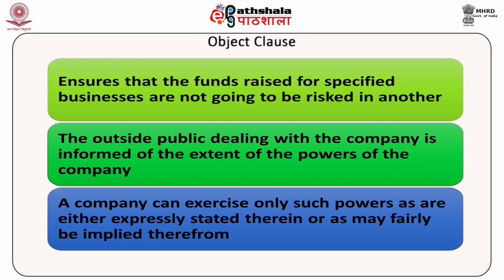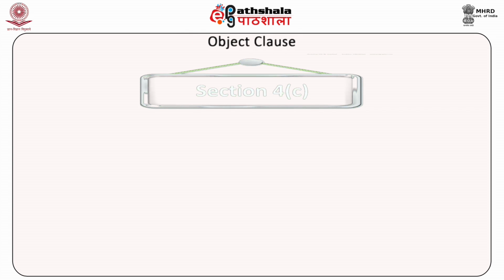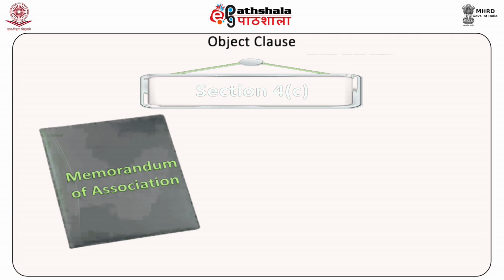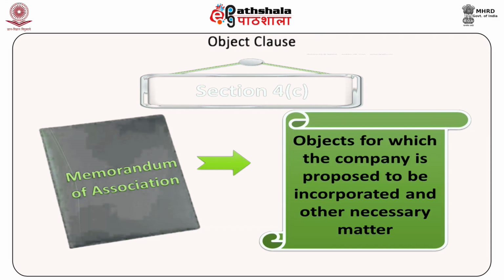The objects of the company must be lawful and well defined. The objects must not be against the provisions of the Companies Act. The memorandum should also state the objects of the company and not its powers. According to Section 4, Subsection C of the Companies Act, the memorandum of association of a company must state the objects for which the company is proposed to be incorporated and any matter considered necessary in furtherance thereof.